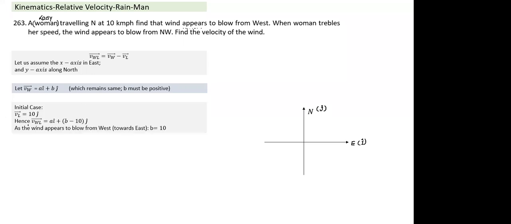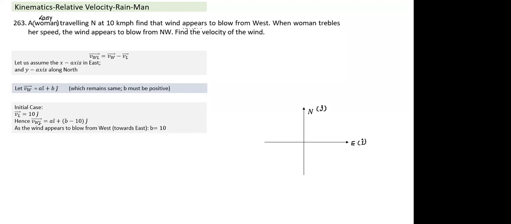So we must define the sign convention before we start solving the question. Now, what is the wind velocity? We don't know. We assume it has no vertical component, ai cap plus bj cap, which remains the same because wind velocity is independent of the motion of the observer. What will change is only the relative velocity when the observer starts moving. In the initial case, what is the velocity of the lady? We have taken the northward direction as j cap, so it will be plus 10 j cap.